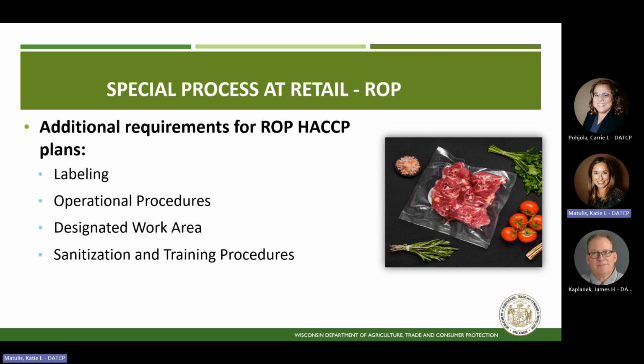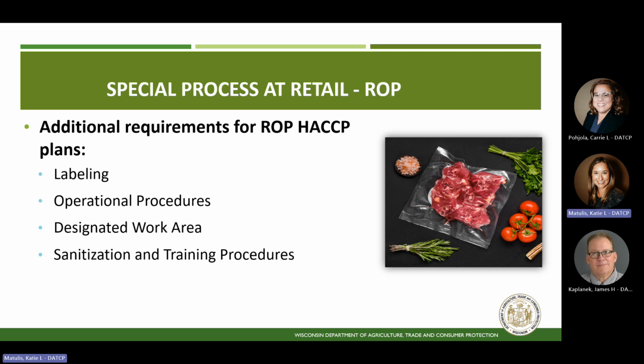Additional HACCP requirements include labeling and standard operating procedures. ROP packages must be labeled on the principal display panel with instructions to maintain the food at 41 degrees Fahrenheit or below, and to consume or discard the food within the expiration date of its packaging.